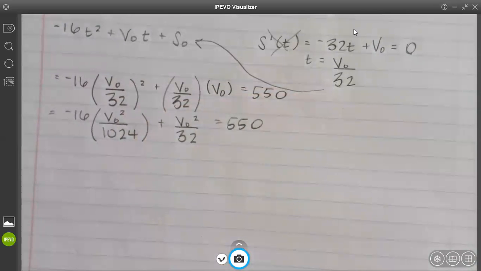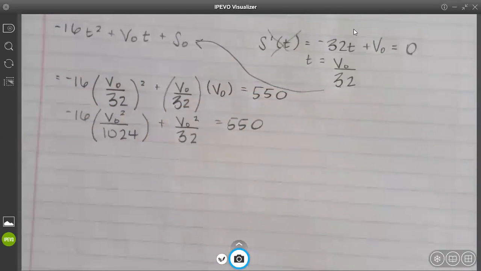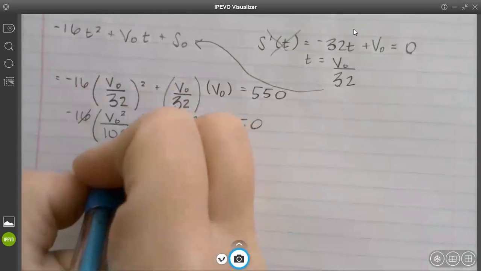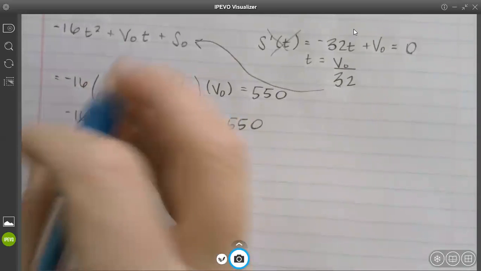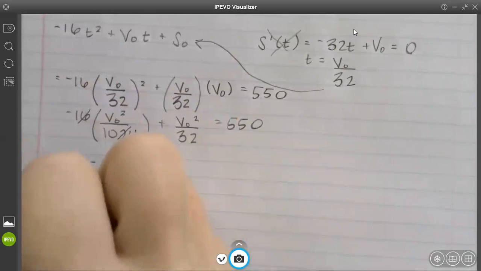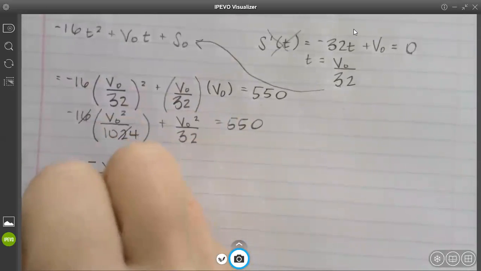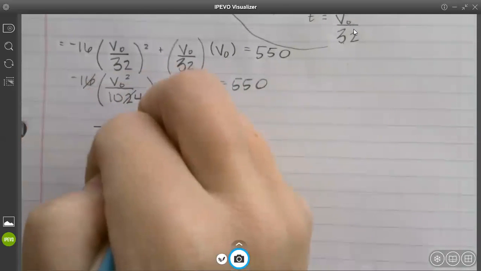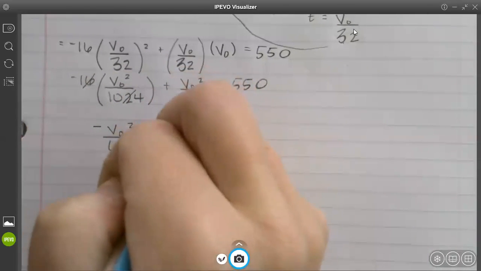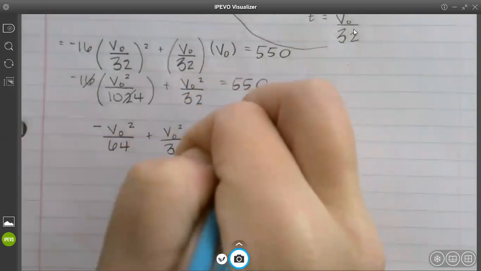What do I do now? I'm going to actually reduce this. 1024 divided by 16 is 64. So I get a negative V sub O squared over 64. But what you did is right. I just did it all at one time. Plus V sub O squared over 32 equals 550.